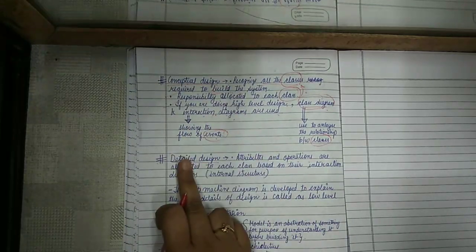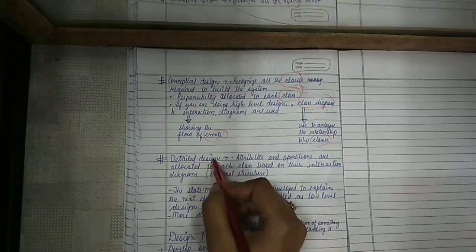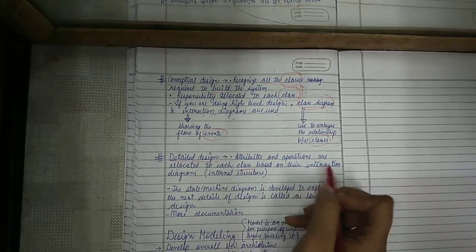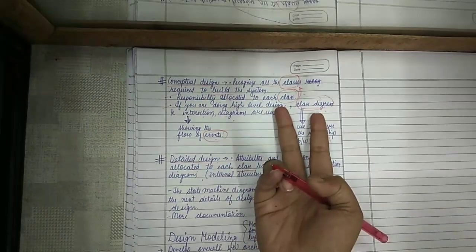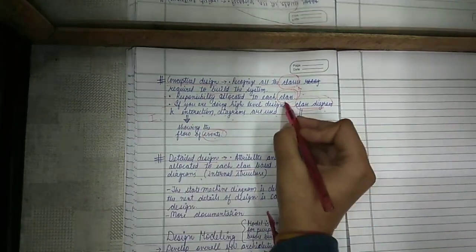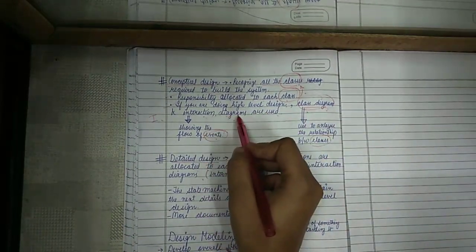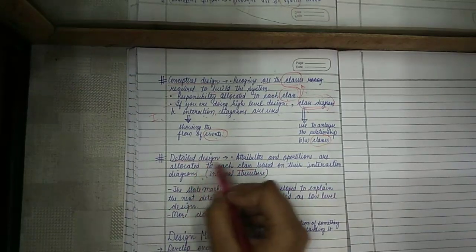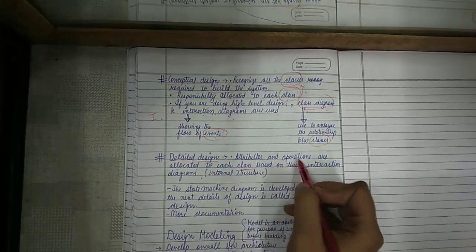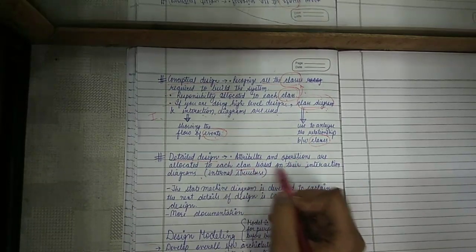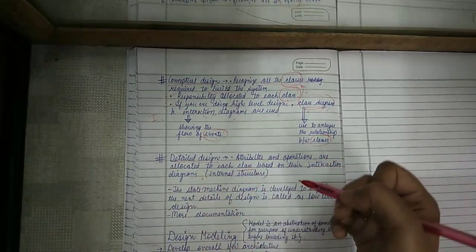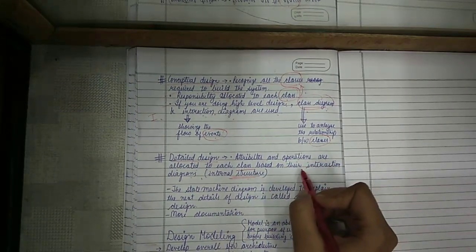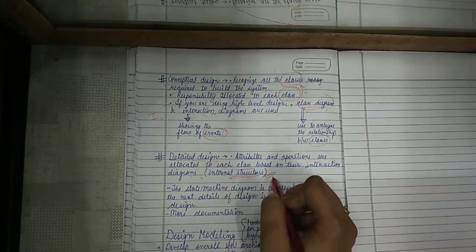Now comes the second one, detailed design. In detailed design, attributes and operations are allocated to each class based on their interaction diagrams. In the first stage, we have two diagrams: class diagrams and interaction diagrams. In detailed design, we will be allocating different attributes and operations to each class based on their interaction diagrams, based on their internal structures.